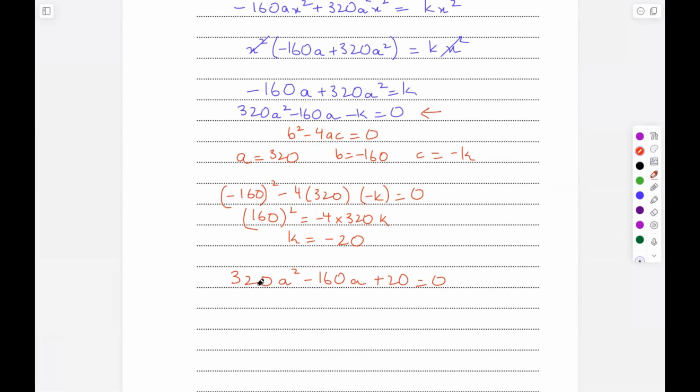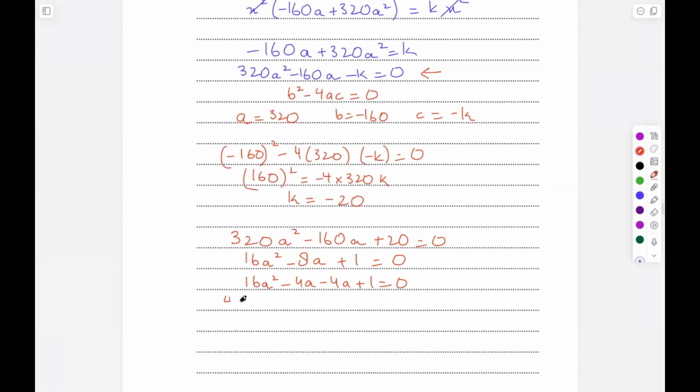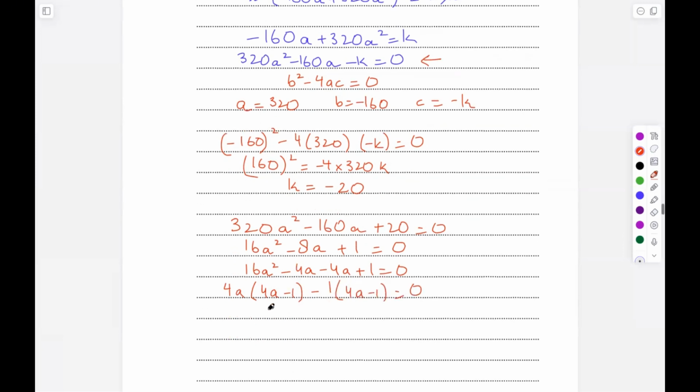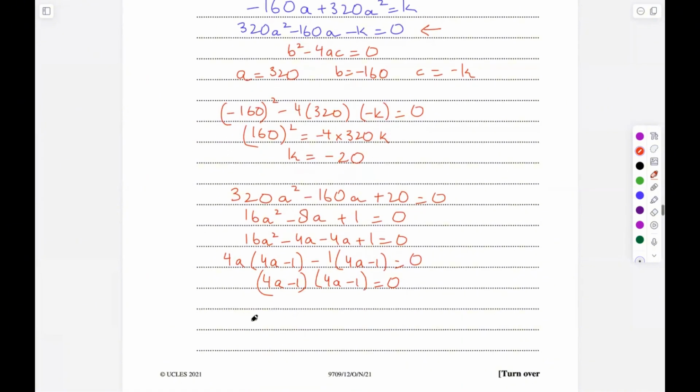Dividing the expression by 20, we will get 16a squared minus 8a plus 1 equals 0. We can write it as 16a squared minus 4a minus 4a plus 1 equals 0. Taking 4a common, we will get 4a minus 1, and taking 1 common, we'll get 4a minus 1 up here. Simplifying, we'll get 4a minus 1 and 4a minus 1. So the value of a in both cases will be a equals 1 upon 4.